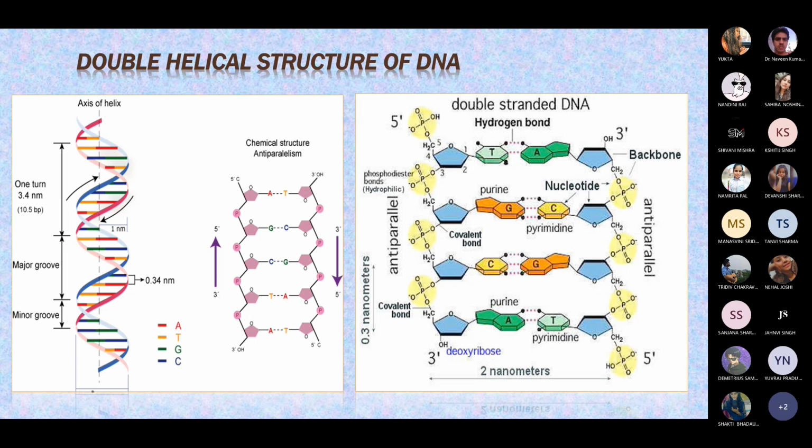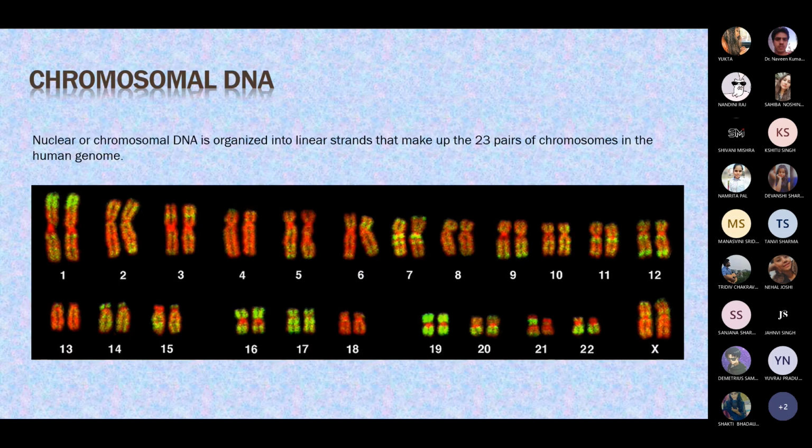Now moving to the main topic, chromosomal DNA. The nuclear DNA or the chromosomal DNA is inherited from both the parents. Each cell contains only 23 pairs of chromosomal DNA. The nuclear DNA is organized into linear strands that make up the 23 pairs of chromosomes in the human genome. And there are about 3.2 billion base pairs in the nuclear DNA of the cell.